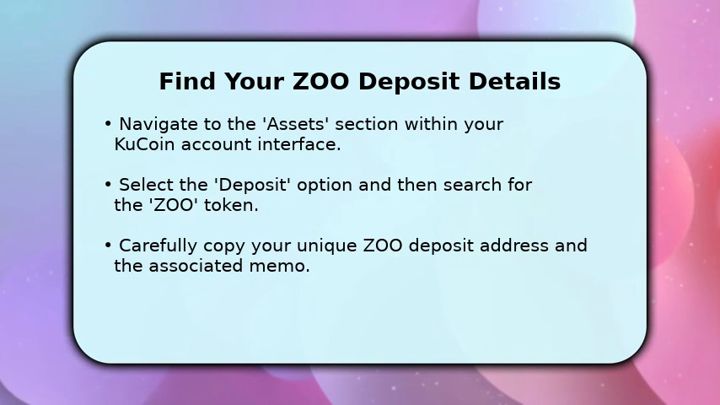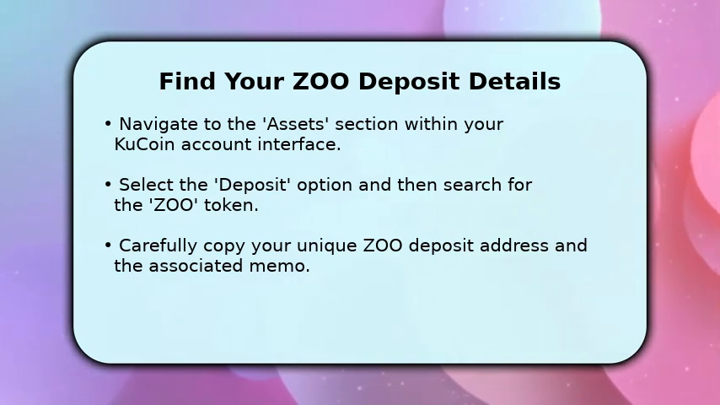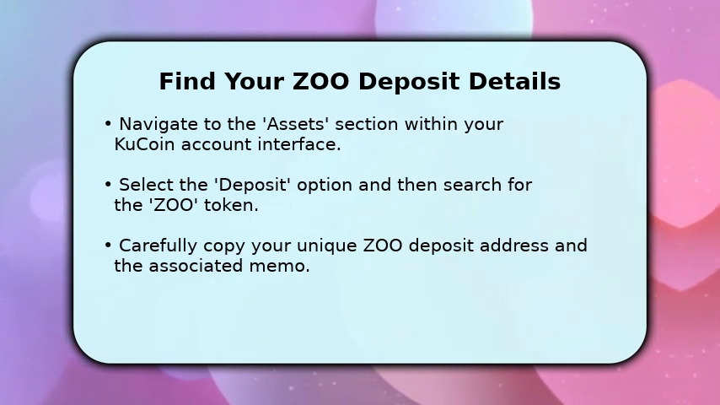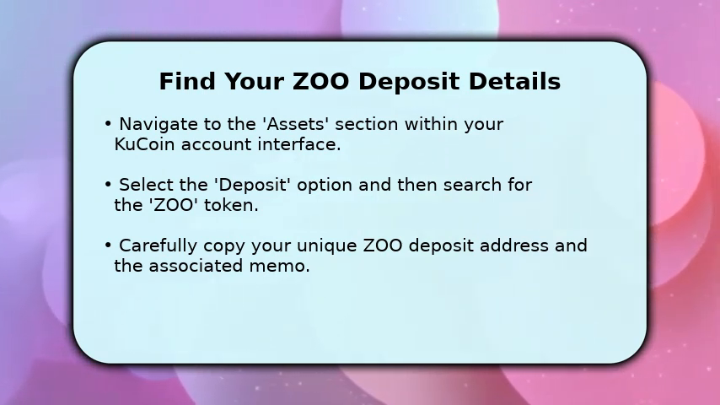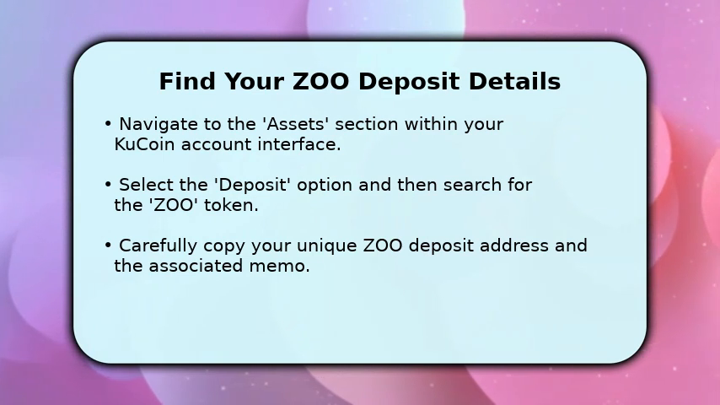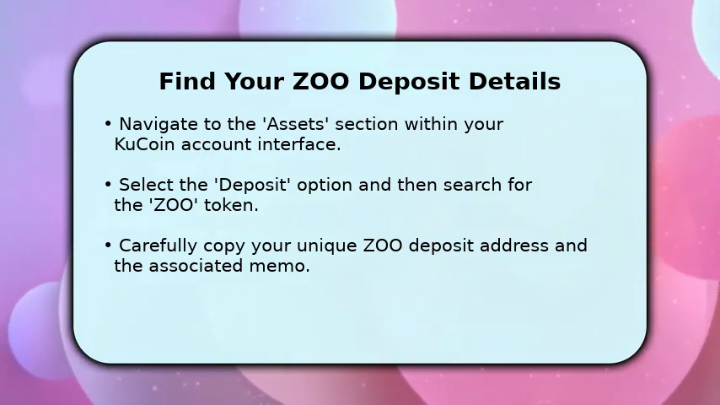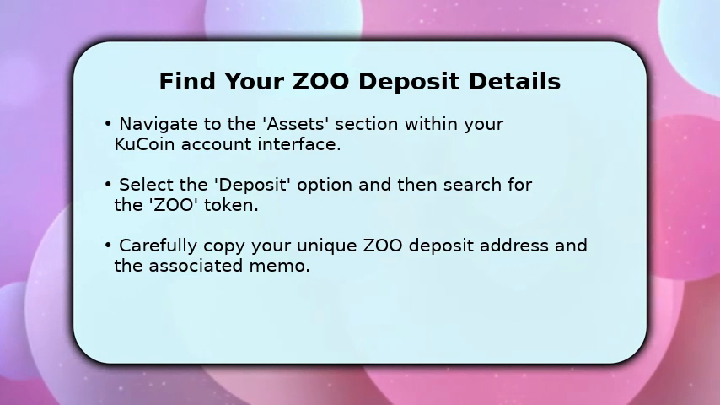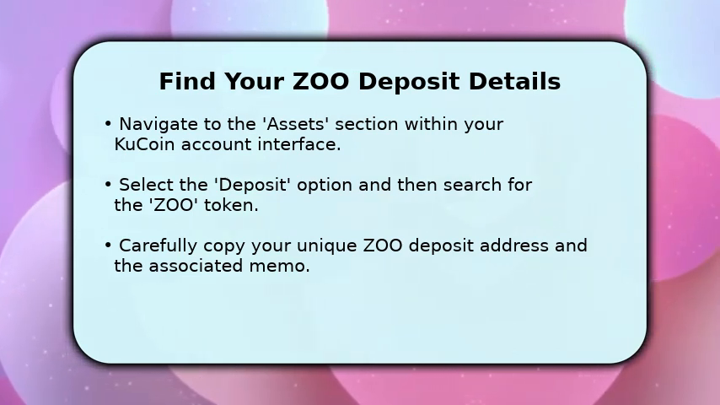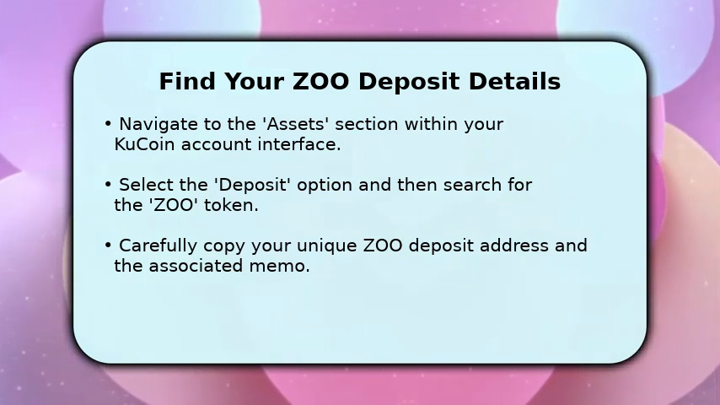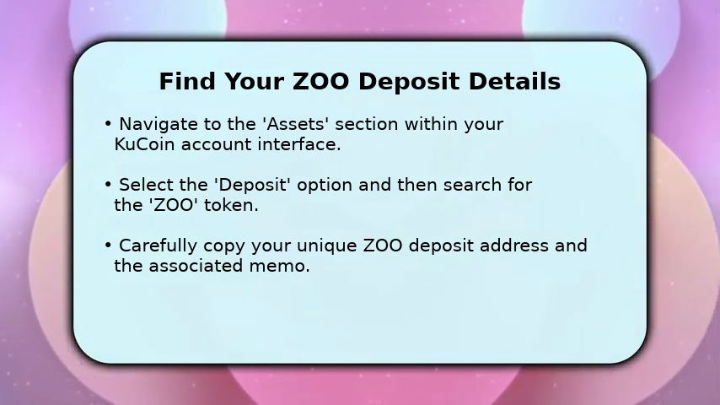Next, you need to locate your specific ZOO deposit information on KuCoin. From the main dashboard, find and click on the Assets section. Within your assets, choose Deposit and then use the search bar to find ZOO token. Once selected, KuCoin will display a unique deposit address and a memo. It is absolutely vital to copy both of these accurately, as they are essential for your tokens to arrive safely.